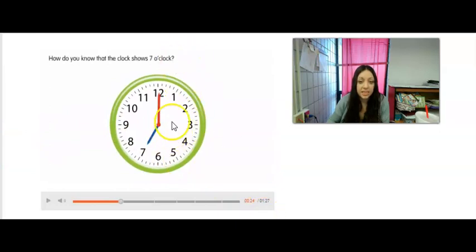Okay, remember, because I start with my hour or the shorthand is pointing at the 7, and then my minute hand is pointing up at the 12, which we know is when we say o'clock.